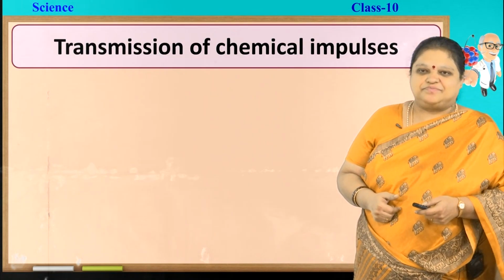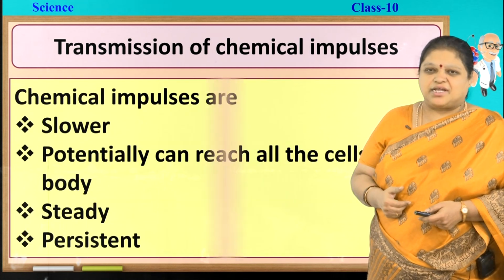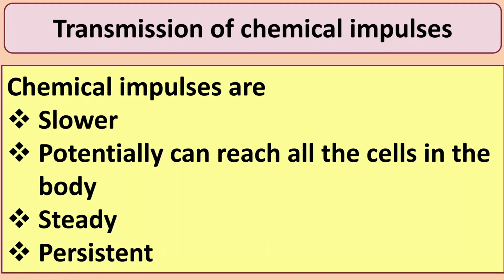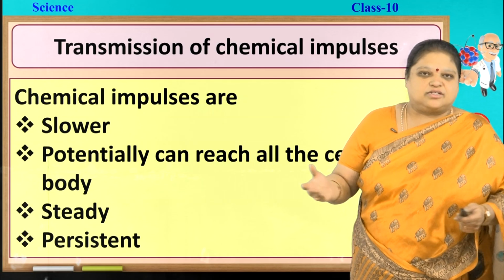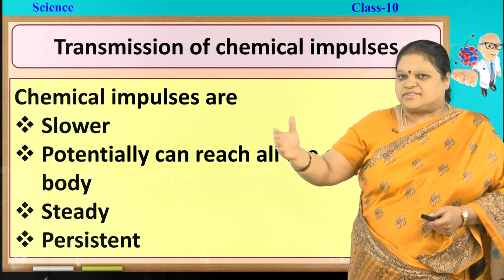Now we will see transmission of chemical impulses. Please make note of it. Chemical impulses are slower, potentially can reach all the cells in the body, they are very steady and persistent. Children, you understood how the chemical impulses move.